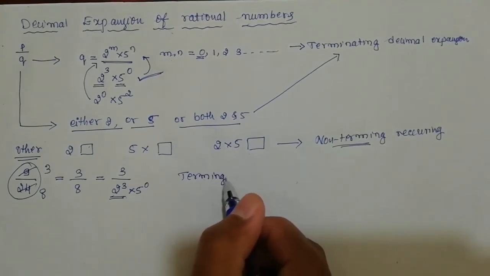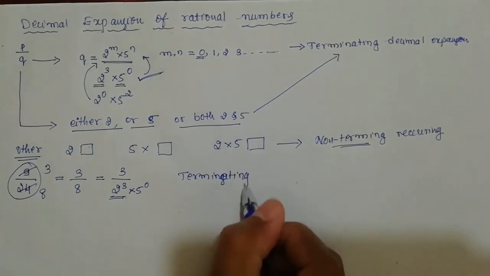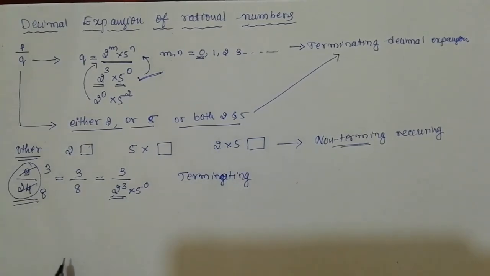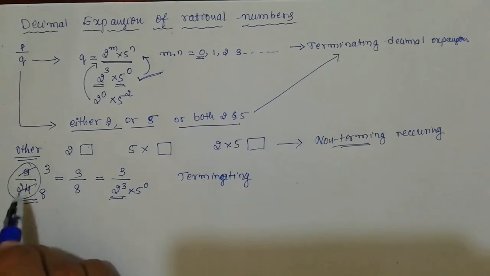But you should be very careful about this situation. Sometimes you will be given a number like this, which is actually not in the format of p by q. It's looking like a p by q, but if there are any further divisors, you need to divide that one, then it will reduce to the p by q format.